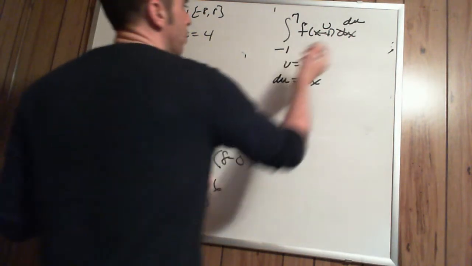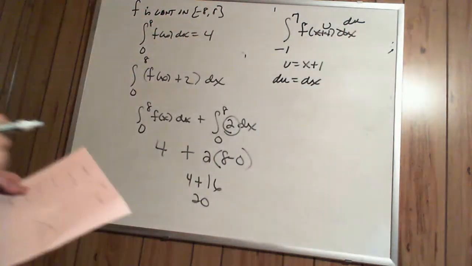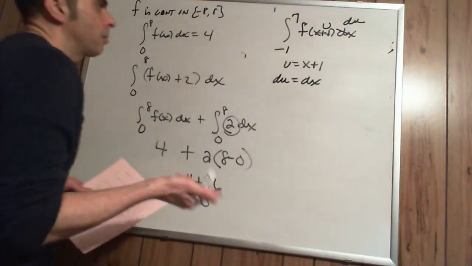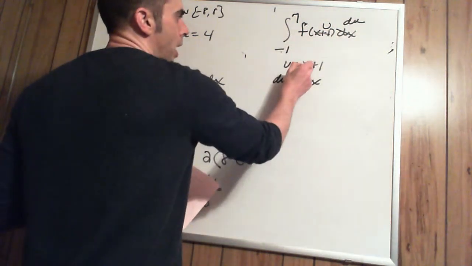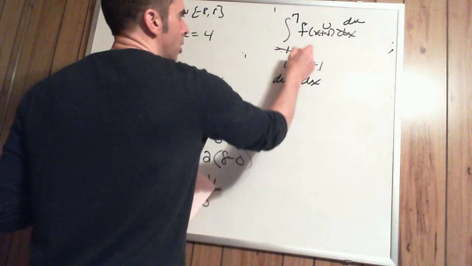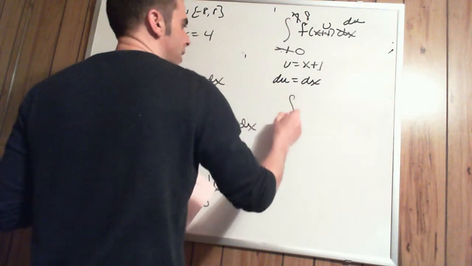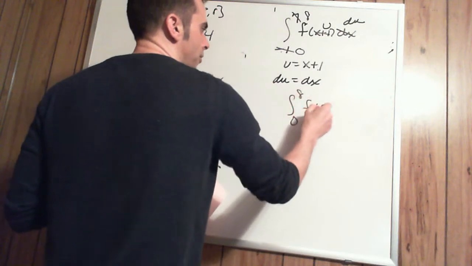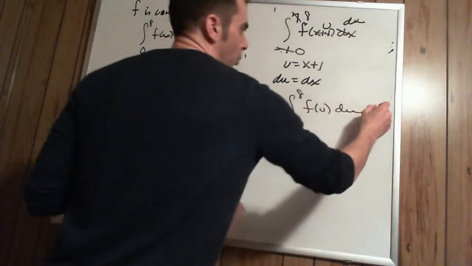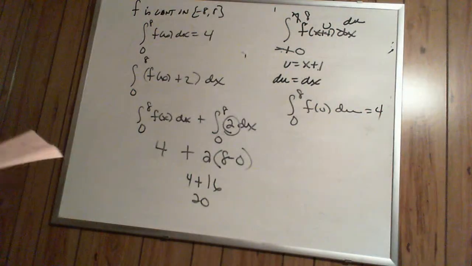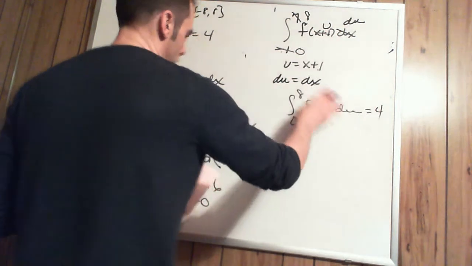this should have been plus 1. Sorry about that. That should have been a plus 1. So then u equals x plus 1, du equals dx. If x is negative 1, negative 1 plus 1 is 0. And then when x is 7, 7 plus 1 is 8. So we end up with the integral from 0 to 8 of f of u du, which would then still be equal to 4. As long as the limits of integration change accordingly, this will have the same value whether it's in terms of u or x.